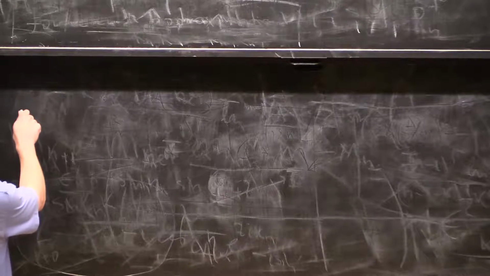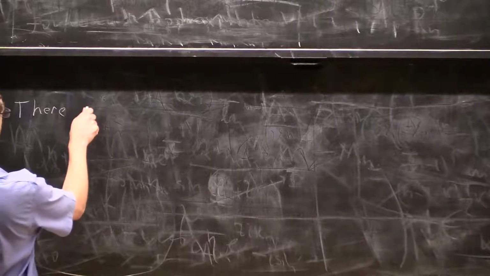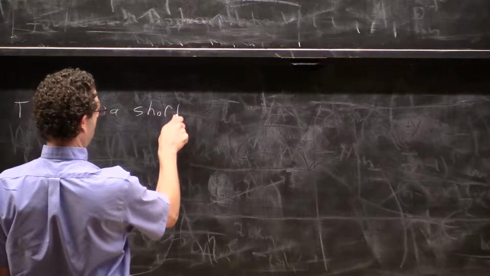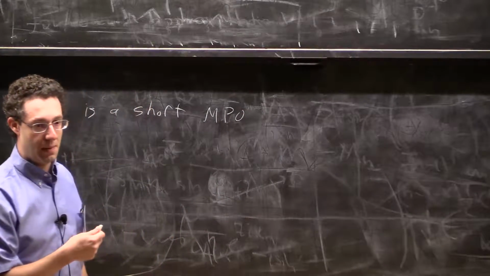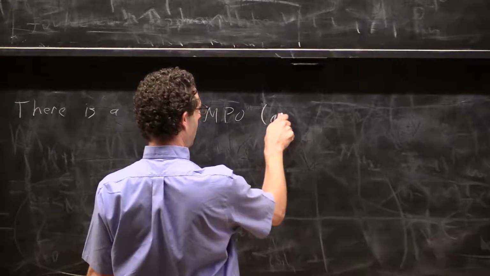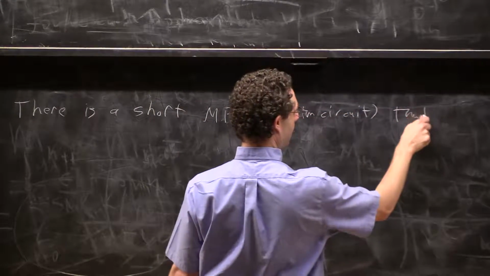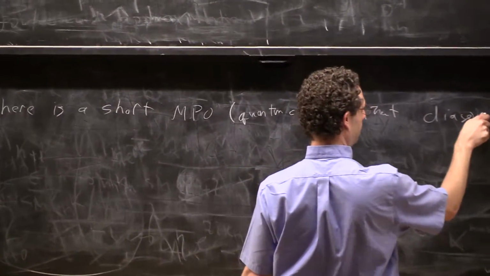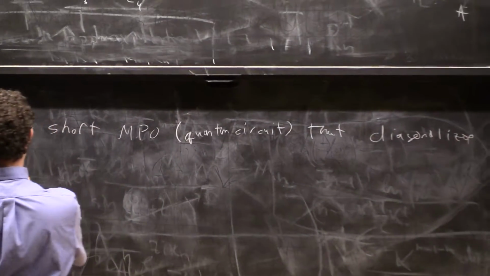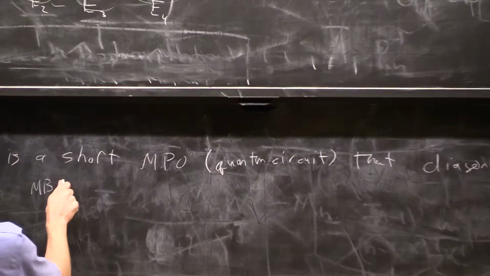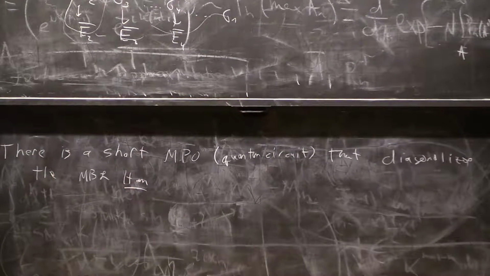The second thing we'll see, which turns out to be equivalent, is that there is a short matrix product operator. I'll tell you what that is in a minute, but you can morally just think of it as a quantum circuit. There's a short quantum circuit that diagonalizes the MBL Hamiltonian. So you have some MBL Hamiltonian, and you say to yourself, look, I would like to write this MBL Hamiltonian not in the current basis, but in diagonal form. To do that, I'm going to use some quantum circuit, some unitary operator, to do that transformation.